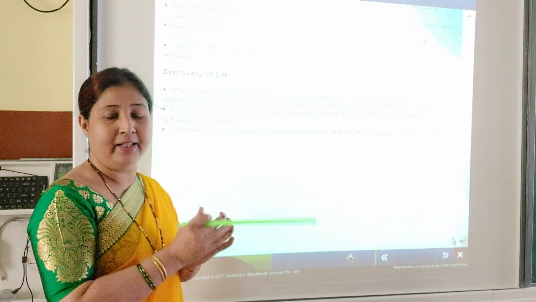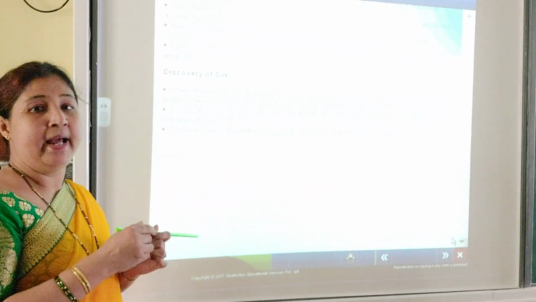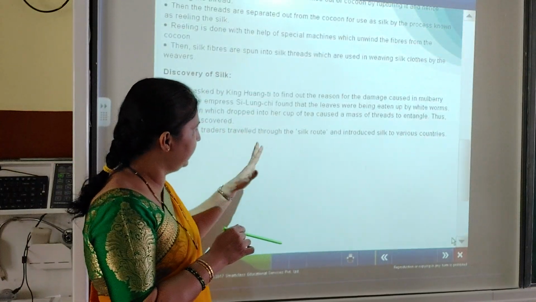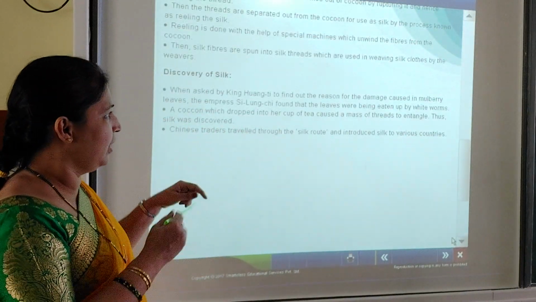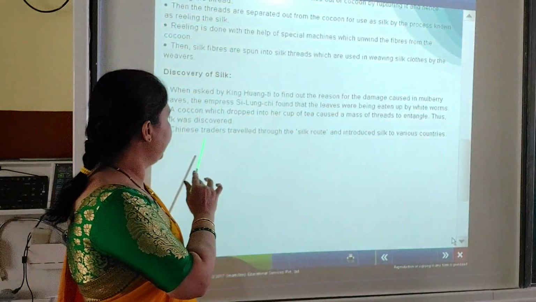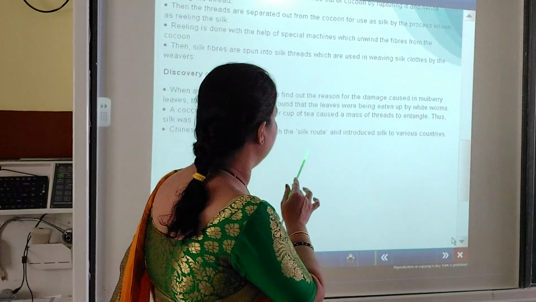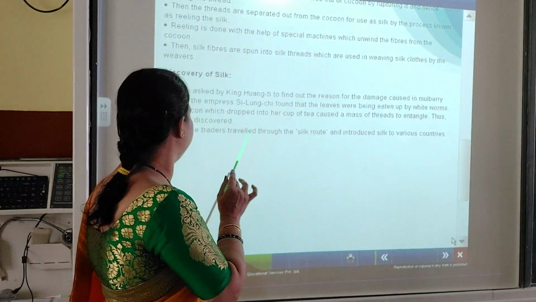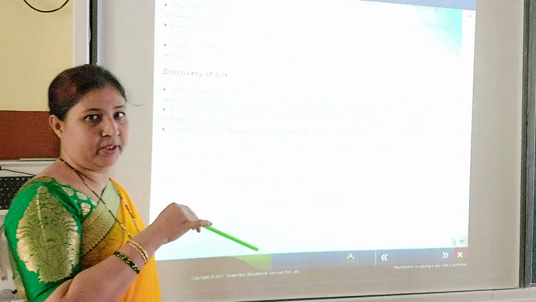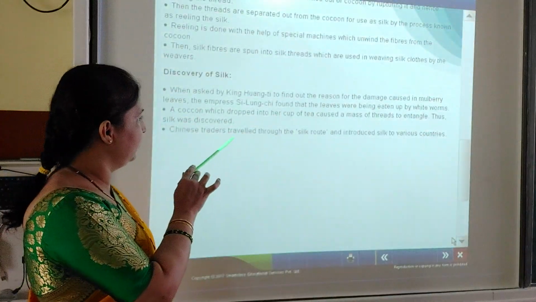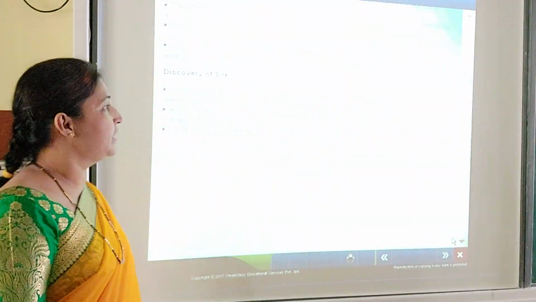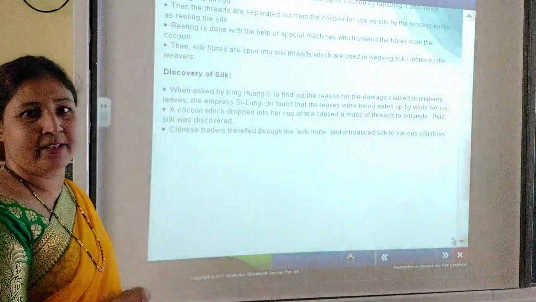So when a cocoon is developed, they have to put it in hot water to get the silk. Otherwise the moth will rupture and come out and spoil the thread. So when it was dropped into the hot tea, a mass of thread was entangled. Thus the silk was discovered. Chinese traders traveled through the silk route and introduced silk to various countries. That route was known as the Silk Route.